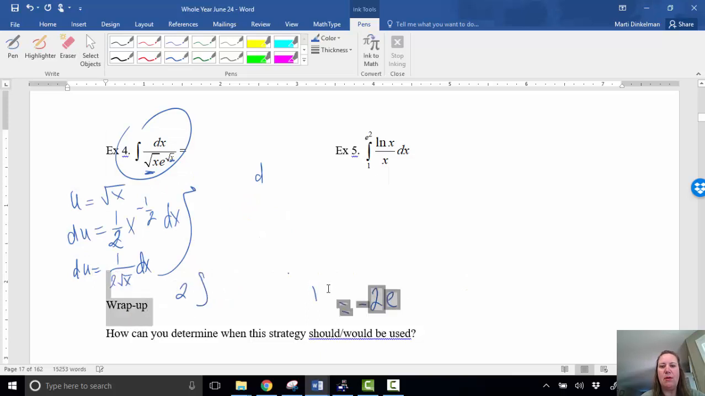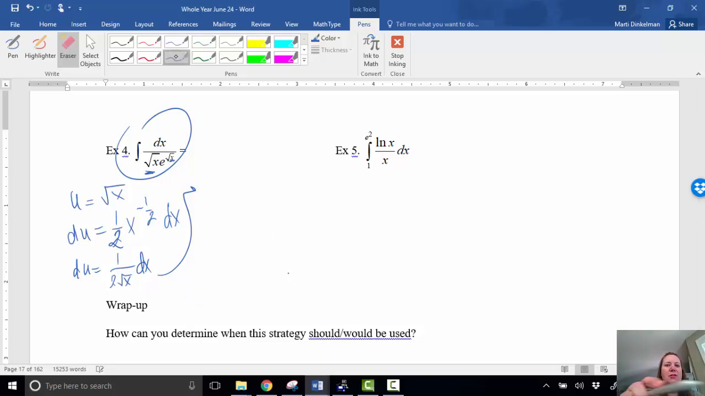Oops, I don't want to get rid of that wrap up. Okay, so for the next one, might be a little bit trickier as far as finding u. One of the things I'm noticing about that one is I see natural log, and then I also see that there's technically a 1 over x in there. That x is in the denominator. Well, that's the derivative of natural log of x.